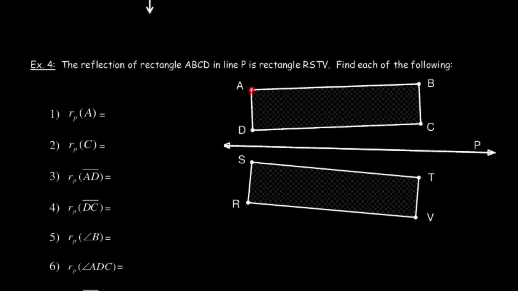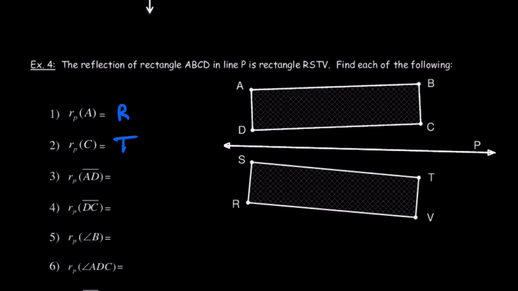So if you take point A and you reflect it, where did it go? It went down here to R. So what they want in that question is just R, just that point. Okay, the next one, C. Where did C go if you reflect it? It went to T. Okay, so that's just a T.